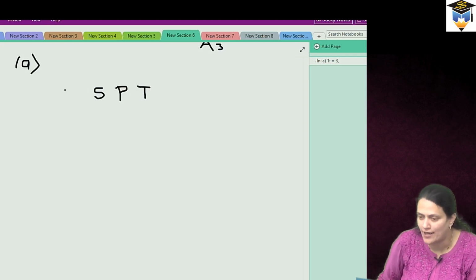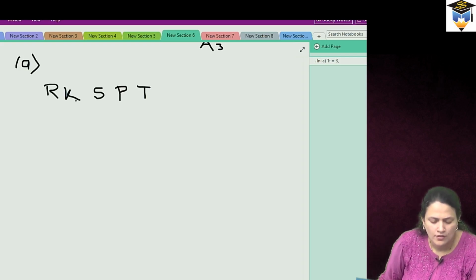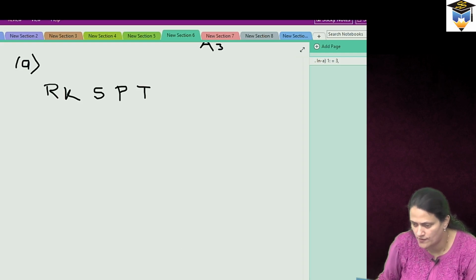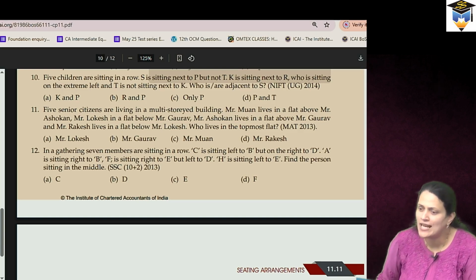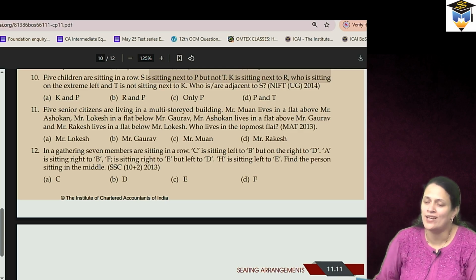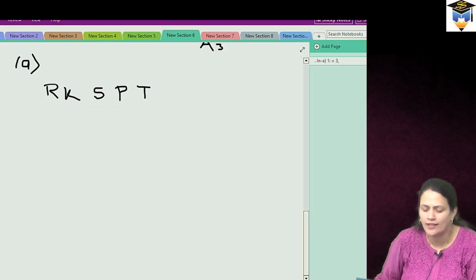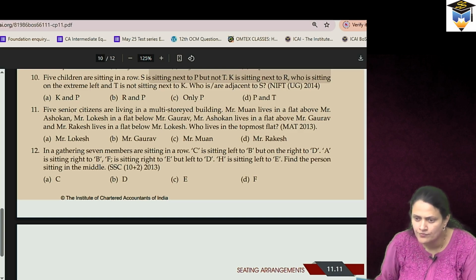K is sitting next to R. So if R is over here, K is sitting next to R. T is not sitting next to K. So K and T are up. What is the question? Who are adjacent to S? P and K. K and P. So that is option A for the 10th one.